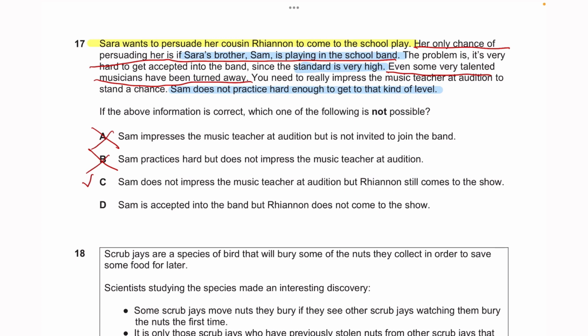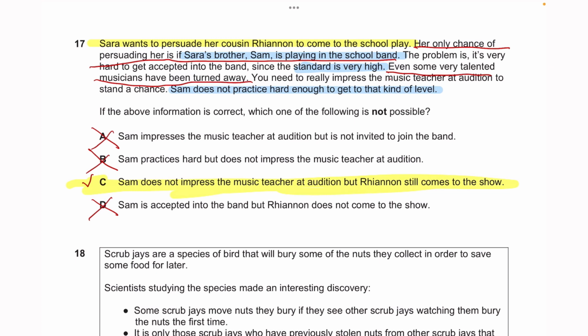Sam is accepted into the band, but Rhiannon does not come to the show. That may happen, but we're not 100% sure, boys and girls. So D is not guaranteed, and we know that Rhiannon will come to the play if Sam is actually playing in the school band, because we're trying to follow the logic that's within the question itself. And so that means the one that's not possible is that Rhiannon still comes to the show even though Sam does not impress the music teacher and hence doesn't play in the school band. And so our answer to question 17 is C.